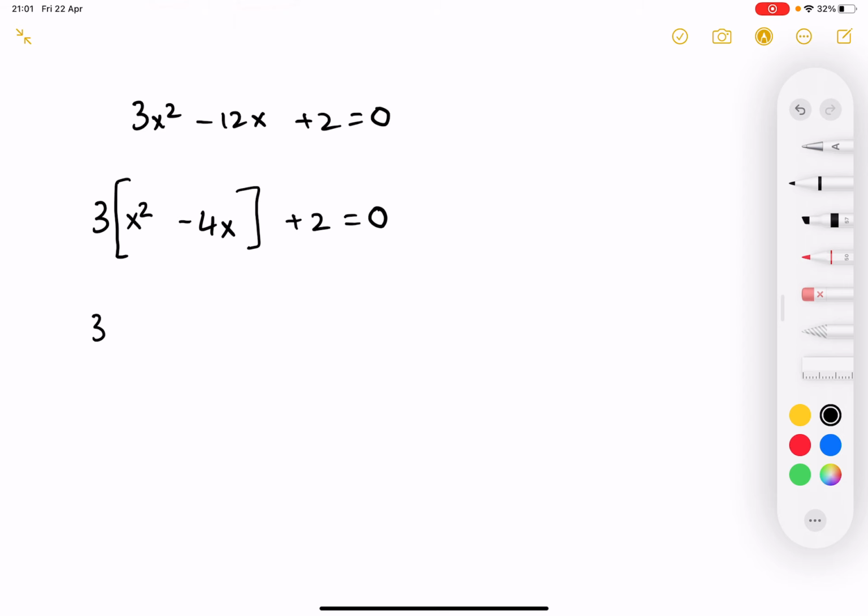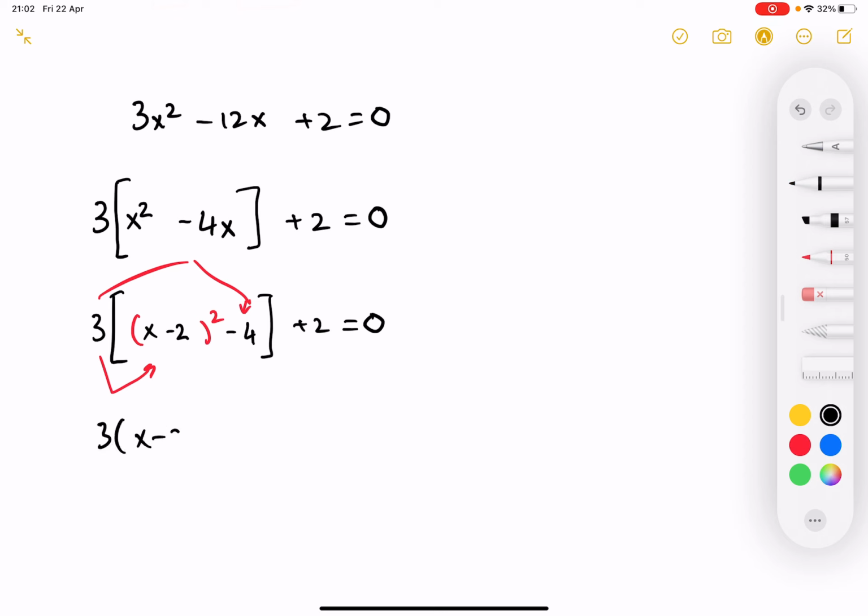Then we do 3, and we do the same as before. So we do the normal completing the square. We have the brackets. X squared becomes x, minus 4x becomes minus 2. We square the 2, that becomes 4. Subtract the 4. Close brackets, plus 2, that's equal to 0. Then we expand as before, so we multiply the 3 by that, and the 3 by this, which gives us 3 times (x minus 2) squared, and then the 3 times minus 4 is minus 12, plus 2, equal to 0. And then finally, we end up with 3 times (x minus 2) squared minus 10 is equal to 0.